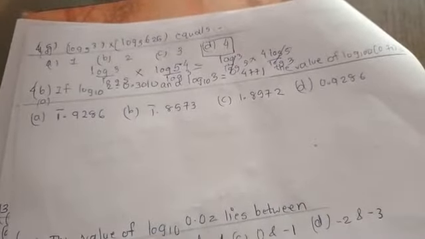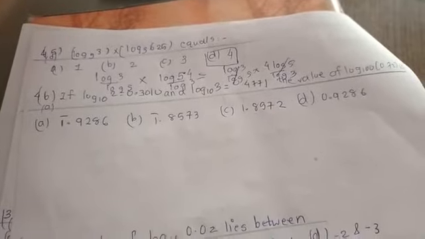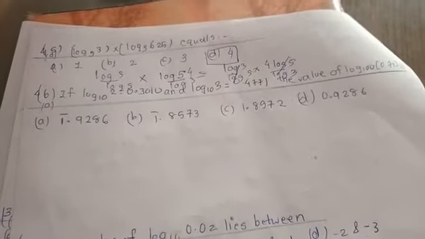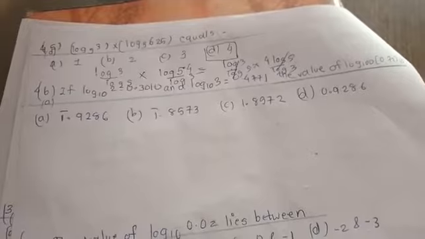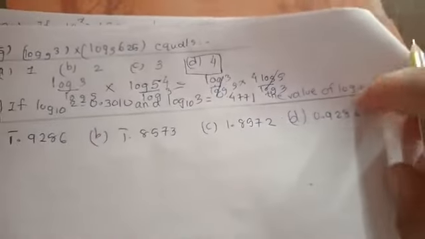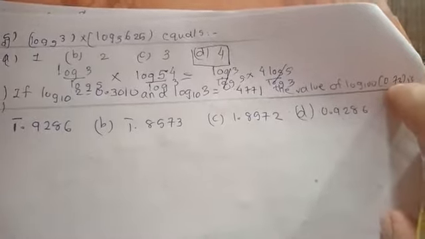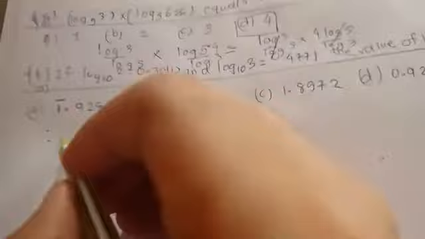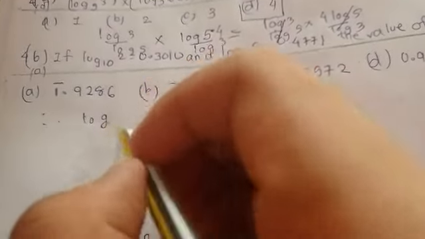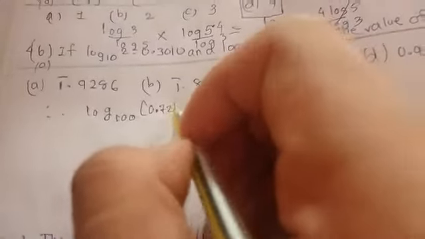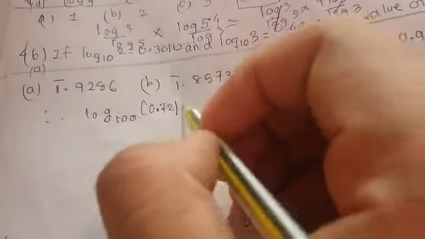46th question: log 2 to the base 10 is equal to 0.3010 and log 3 to the base 10 is equal to 0.4771. Then the value of log to the base 100 of 0.72 is equal to. Now we first write the expression log base 100 of 0.72. Let this value be equal to x.